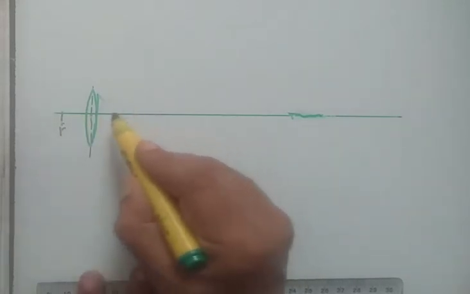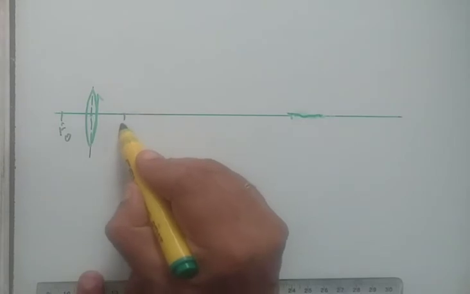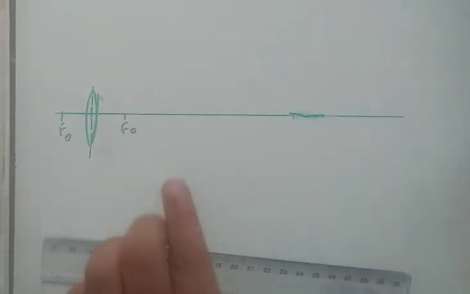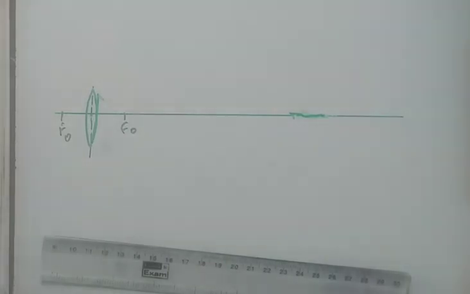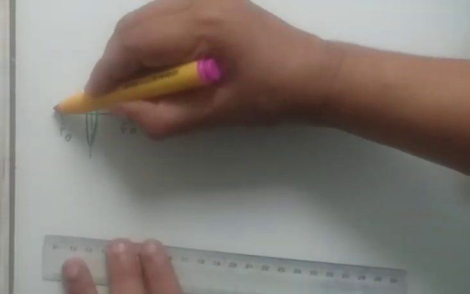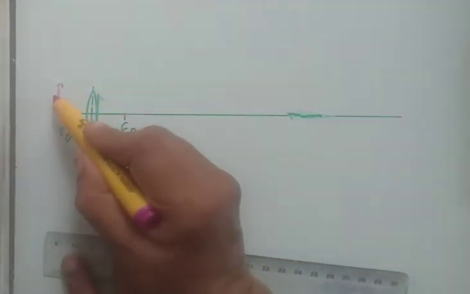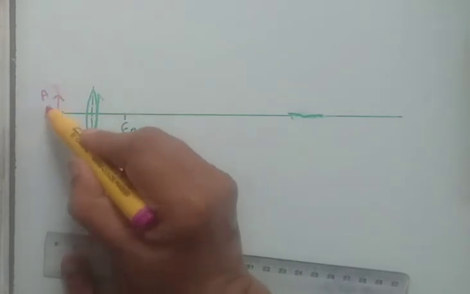Say F0, almost at the same distance from the center, F0 to be written on this side. F0 means the principal focus of the objective lens. Now I write the object there, near to the principal focus. Say this is our object AB.